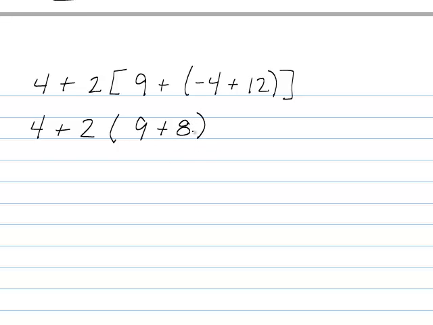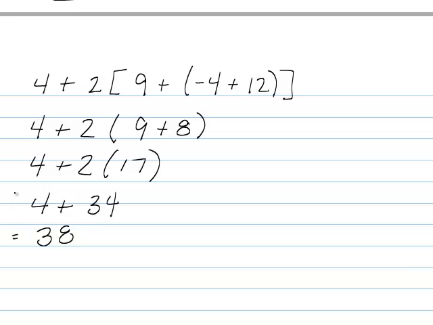All right, I still have another parenthesis to deal with, so I'm going to now write 4 plus 2 multiplied by the quantity 9 plus 8. That is going to give me 17. So now I have 4 plus, I do my multiplication here, 2 times 17, that's 34. And then I finally do my addition. 4 plus 34 is 38. And I should put equal signs here so that we know that I am continuing down. And the answer to that one is 38.